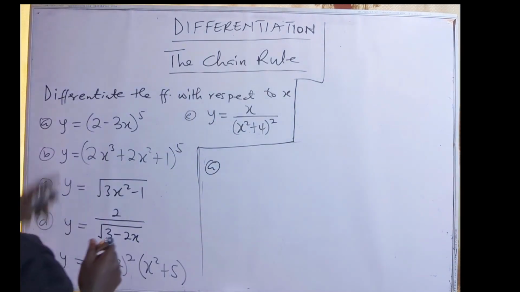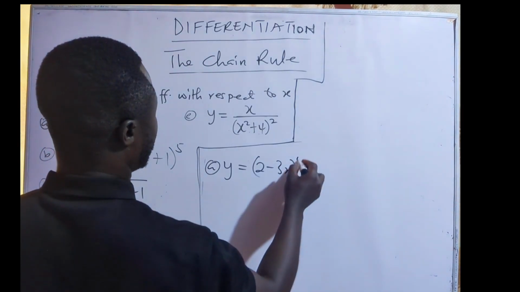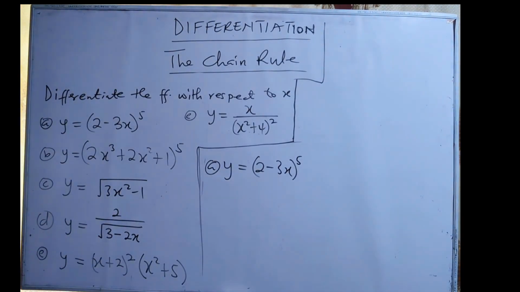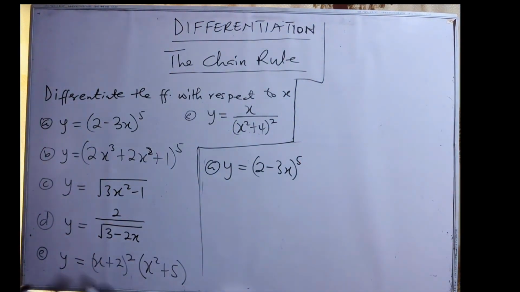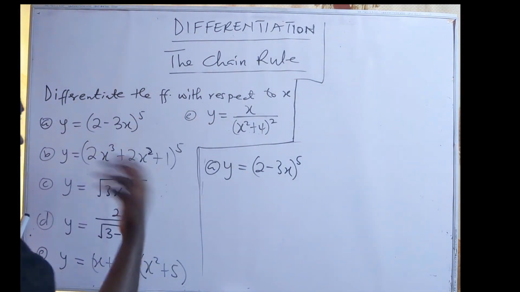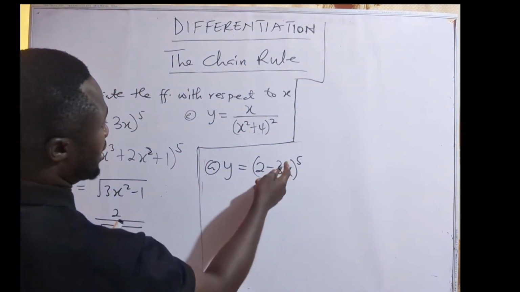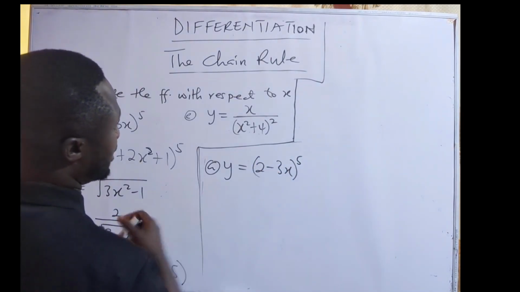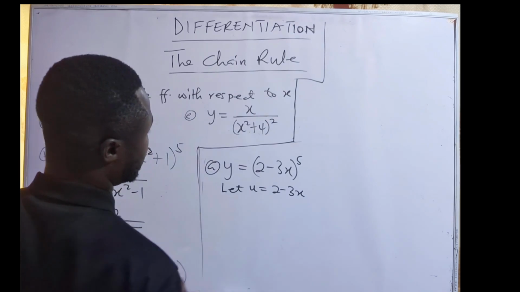A. y is equal to (2 minus 3x) all to the exponent of 5. Okay, (2 minus 3x) all to the exponent of 5. So if you understand the concept of the chain rule, then there is no need even writing your formula before you can work. Okay. However, let me use the formula for the first one. The next one we go, I will use how we understand it, and then I believe you will get it. So because this is more than one term, you can say that let u be equal to what? 2 minus 3x.